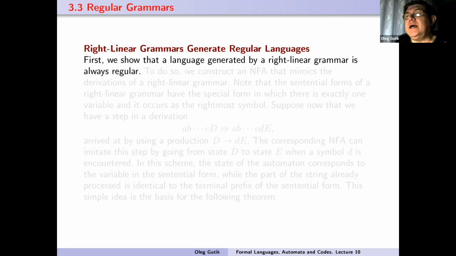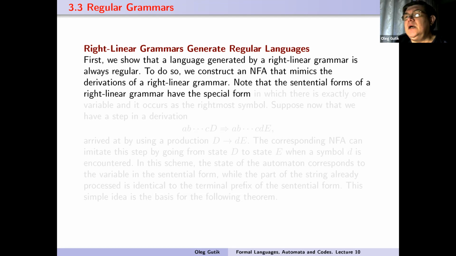First, we show that a language generated by a right linear grammar is always regular. To do so, we construct a nondeterministic finite acceptor that mimics the derivation of a right linear grammar. We know that the sentential form of a right linear grammar has a special form in which there is exactly one variable and it occurs as the rightmost symbol.